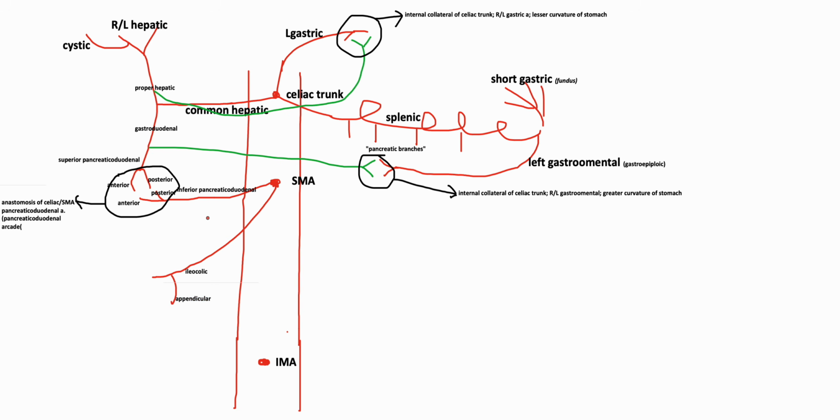The SMA will also give a branch going to the ascending colon that we call the right colic artery. And then it will also give a branch that's going up towards where the transverse colon is. Imagine that the transverse colon would be up here. This is called the middle colic artery.